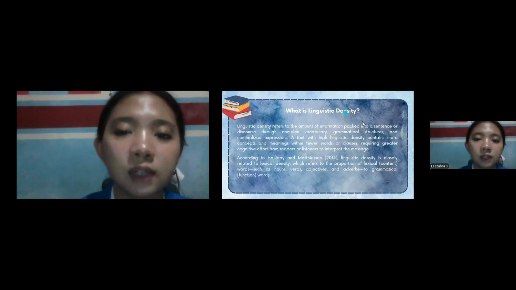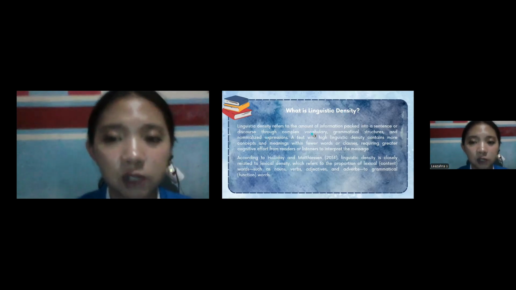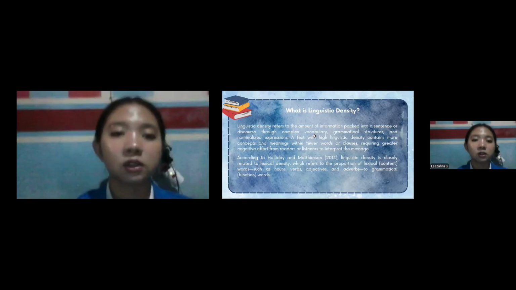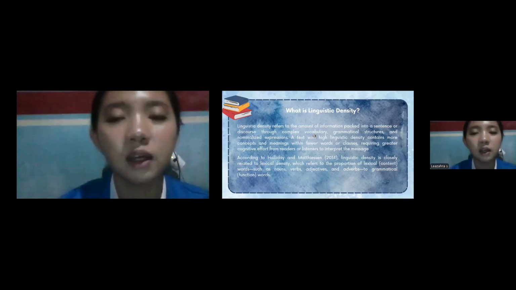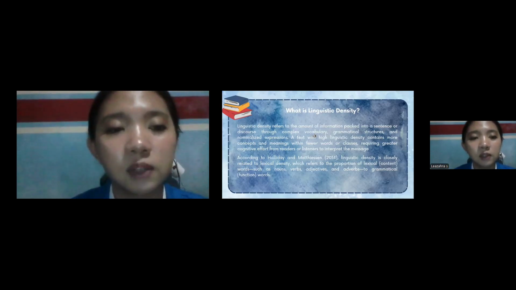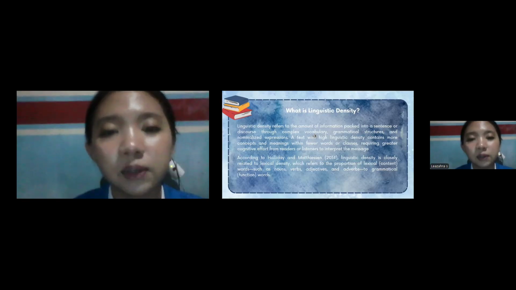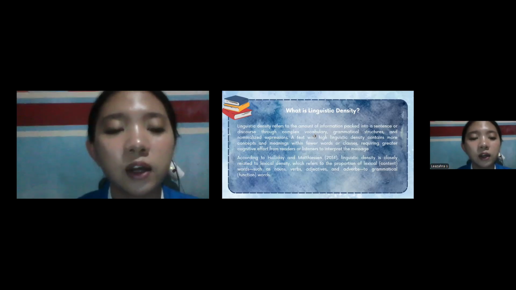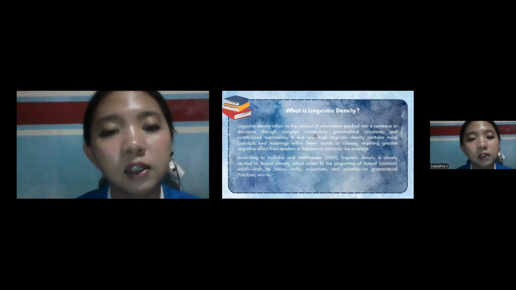What is linguistic density? Linguistic density refers to the amount of information packed into a sentence or discourse through complex vocabulary, grammatical structures, and nominalized expression. A text with high linguistic density contains more concepts and meaning within few words or clauses, requiring greater cognitive effort from readers or listeners to interpret the message.